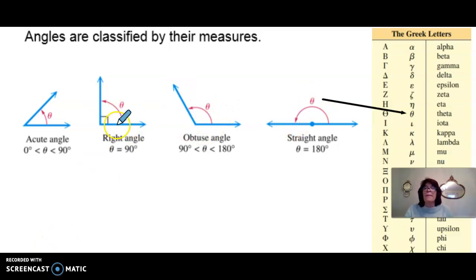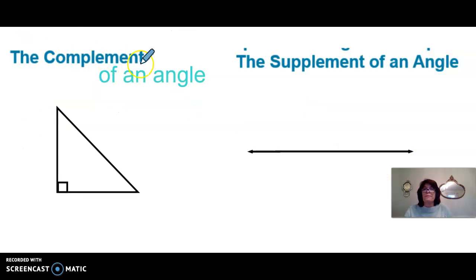to represent that. Anyway, a right angle, oftentimes I still am going to show you which way I opened, but this is a right angle, 90 degrees exactly. An obtuse angle is somewhere between 90 and 180. Okay, so these are all, if you'll notice, positive angles. And then a straight angle, a straight line, is 180 degrees. Okay, so angles are classified by their measures.